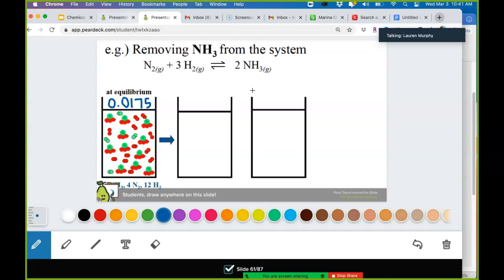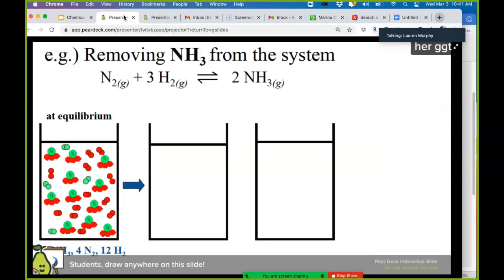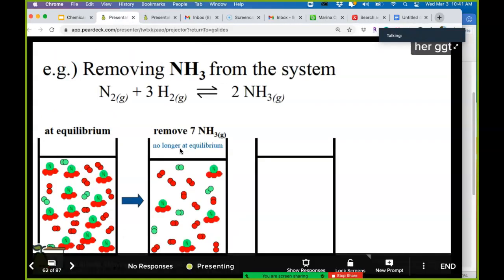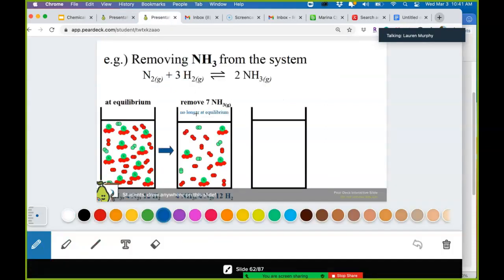Okay, so now I'm going to decrease the concentration of ammonia, or I'm going to remove some of it. Those terms mean the same thing. Removing ammonia means you're lowering the concentration of ammonia. So in this problem, I'm going to rip out 7 of them. Now I'm no longer at equilibrium, so I'm going to solve for Q now. So Q equals, well, if I remove 7 ammonia, now I only have 4 ammonia, right? My nitrogens, right when I remove the ammonia, remain untouched, as well as the hydrogens.